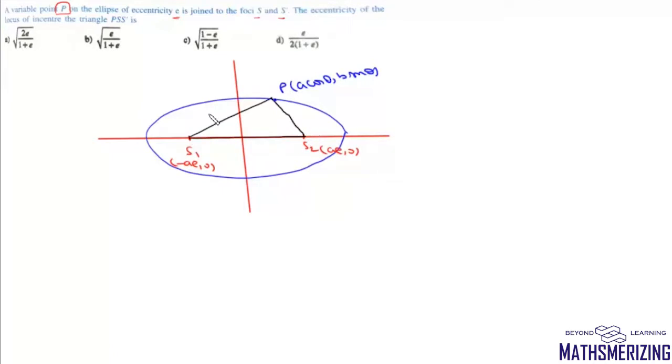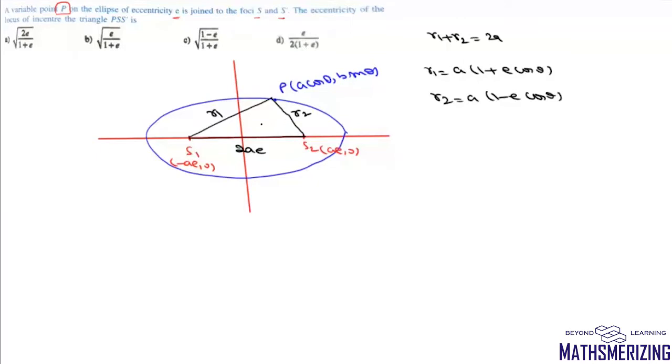Now say this distance is R1, this distance is R2, and this distance is twice AE, and we know that R1 plus R2 is simply 2A, and we also know that R1 is A(1 plus E cos theta), and R2 is A(1 minus E cos theta). Now once we have R1, R2, then we can write the locus of the in-center of this triangle.